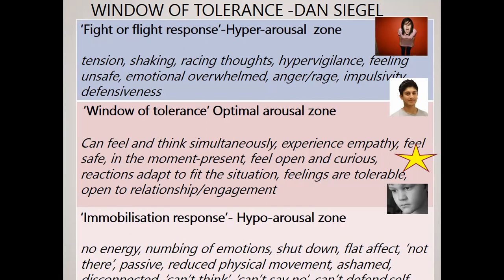Often when children have gone into the hyperarousal zone, they will drop down into the bottom zone, which we often call an immobilization response. This can often appear to be a child with no energy. They're flat. They have a numbing of emotions. They are not there. They are passive. They have reduced physical movement. They seem to be ashamed. They're disconnected. They can't think. They can't say no. And they can't defend oneself. They will often put their heads on the desk, refuse to engage in a conversation with you, even face the wall, or even want to escape.